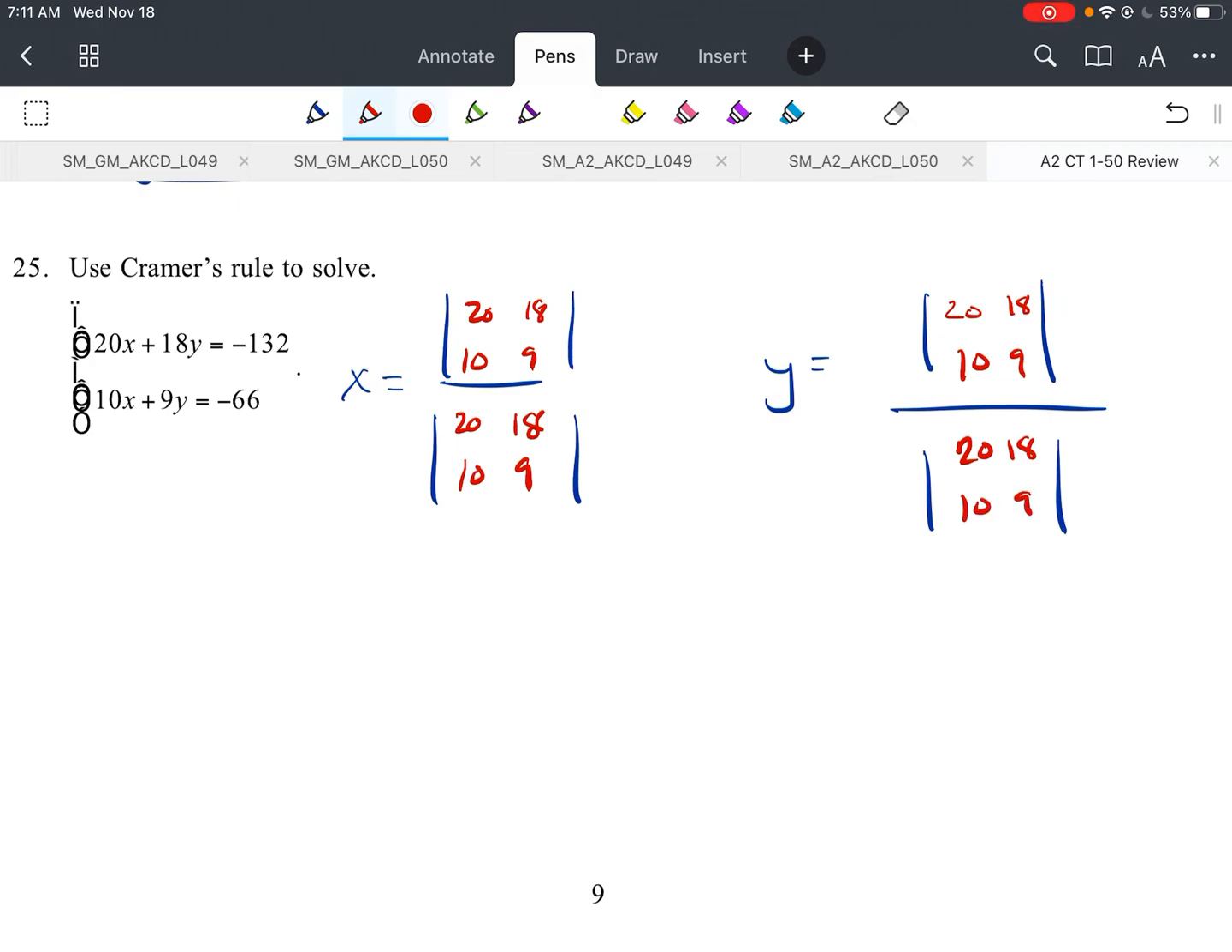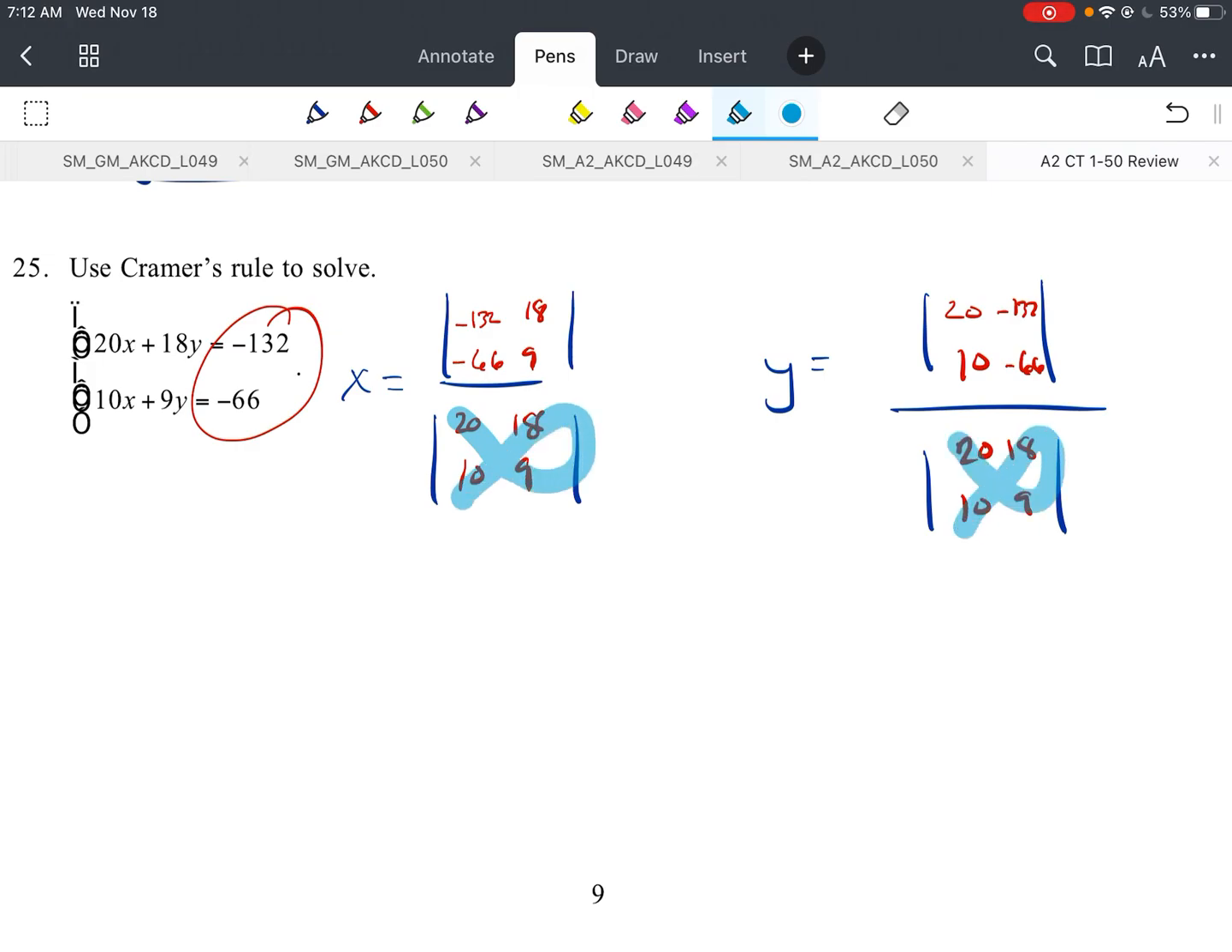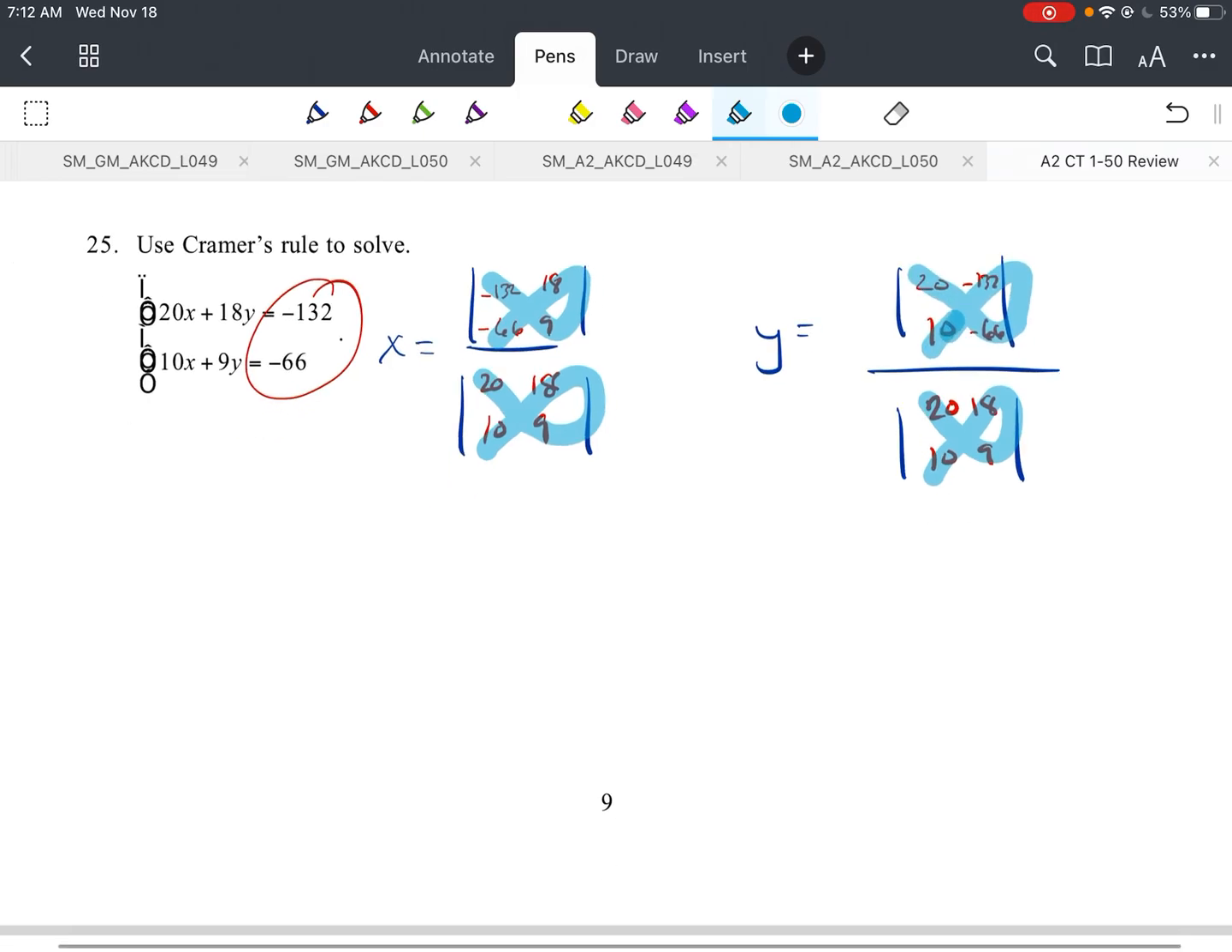Now once you've set all those up, now you're going to replace a couple of these things. So let's do that. So this is to find the x. So we're going to take the x column out and replace it with the answer column here. So this is negative 132 and negative 66 goes there. And then on the other one, because you want to find y, take the y column out and put answers. Negative 132 and negative 66. Okay? Now, let's just find some determinants. Gonna go down and back. And these two will be the same. And then these two will be a little different, but pretty easy.